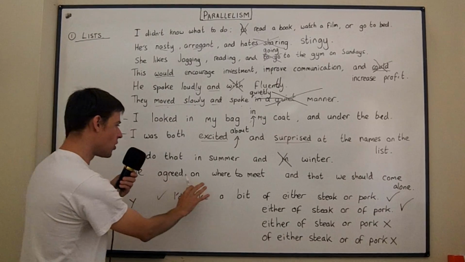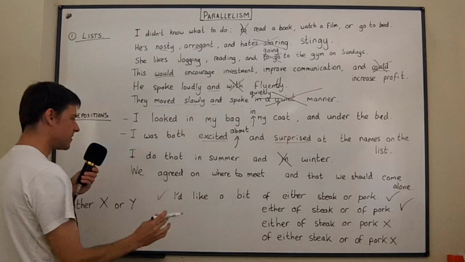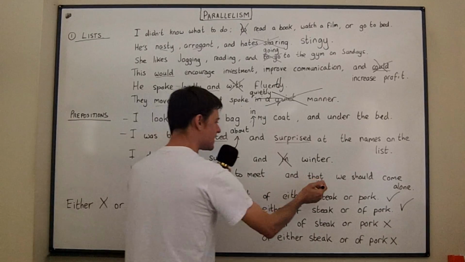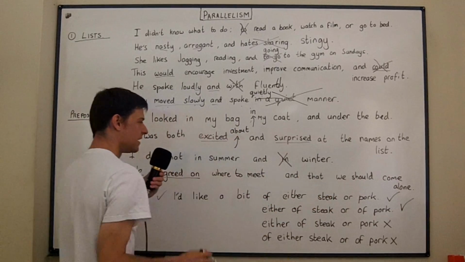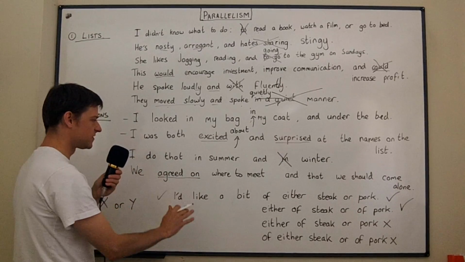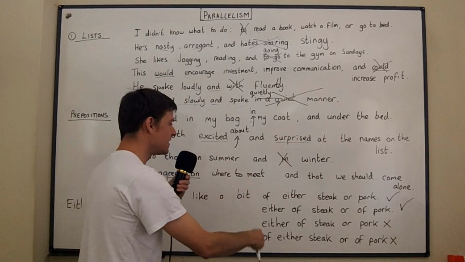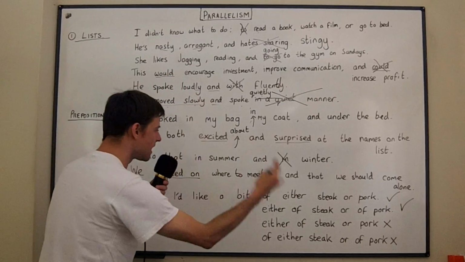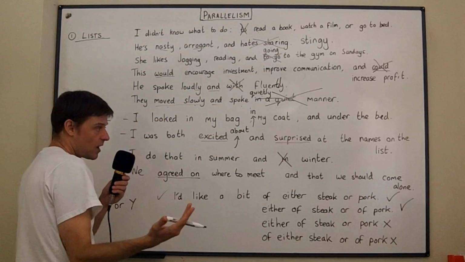Okay, "we agreed on where to meet and that we should come alone." Now there's a problem here: "we agreed on" is being used with "that." "We agreed on that we should come alone." It's fine here, but it doesn't work here. And so we need to change it. We need to change it quite a bit, in fact, this one. We could say, "we agreed on meeting here and coming alone," because then we're using "meeting" and "coming" on both sides of the conjunction. So that's one way of doing it.